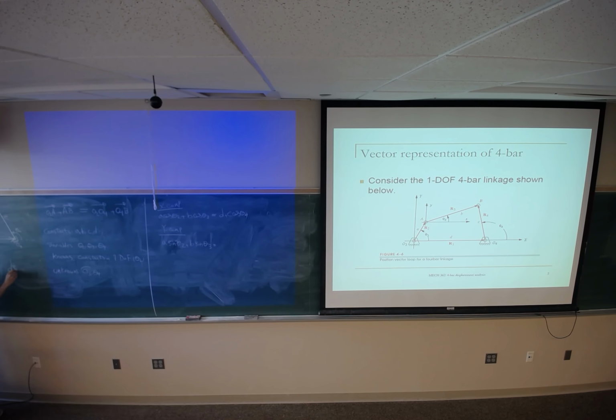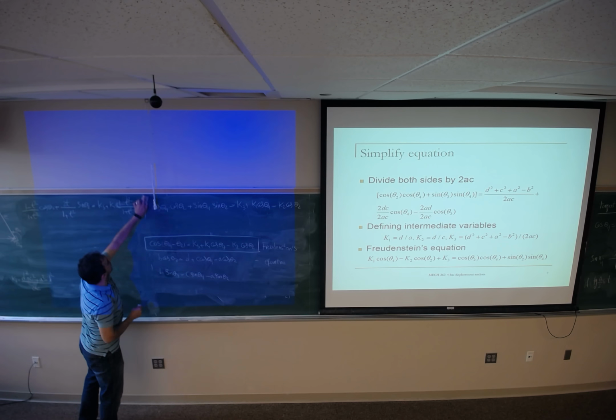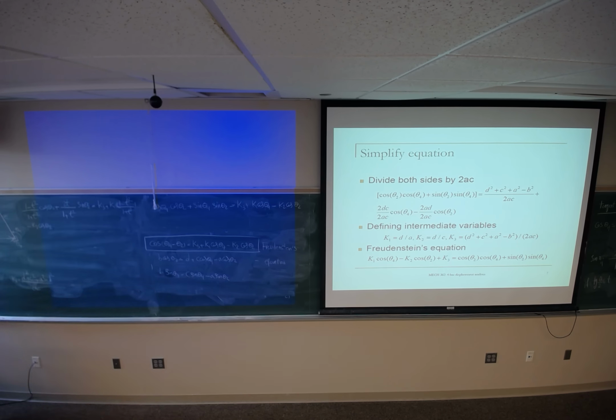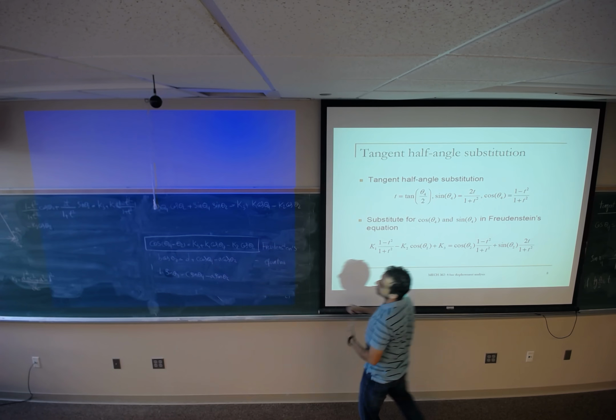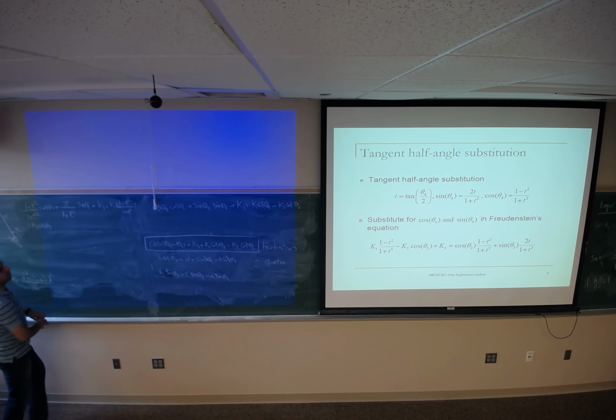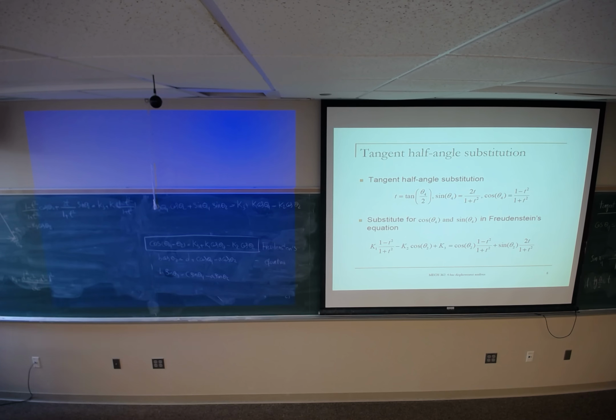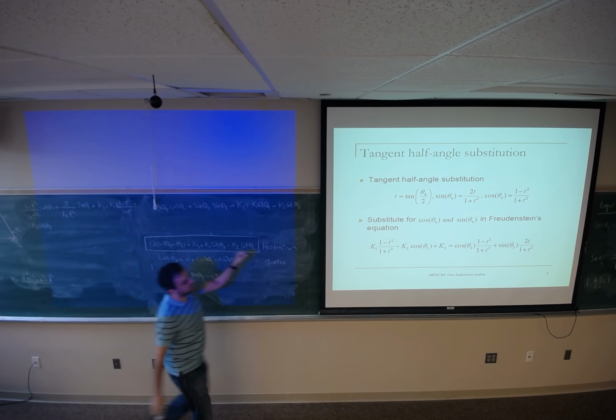sine of theta 2 equals to k3 plus k1 cosine of theta 4, which is 1 minus t squared dividing by 1 plus t squared, minus k2 cosine of theta 2. Just look at this, k1 times 1 minus t squared dividing by 1 plus t squared and minus k2 plus k3, and on the other side we are going to have these two terms. Cosine of theta 2 times this, sine of theta 2 times this.